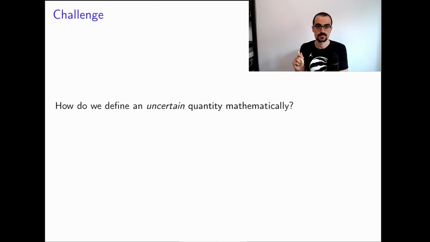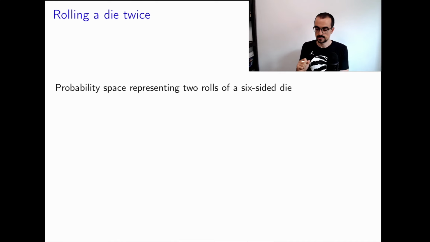The challenge that we're going to face is how do we define these uncertain random variables in a formal way. And what we're going to do is we're going to build upon the mathematical framework of probability spaces. In order to describe how we do this, I think the best thing to do is to just follow a simple example. So we're going to imagine that we have a probability space that represents 2 rolls of a 6-sided die.